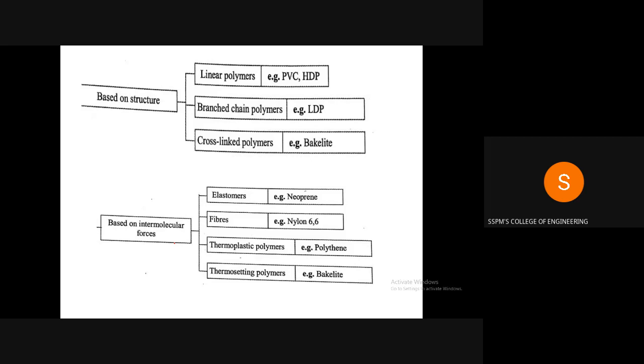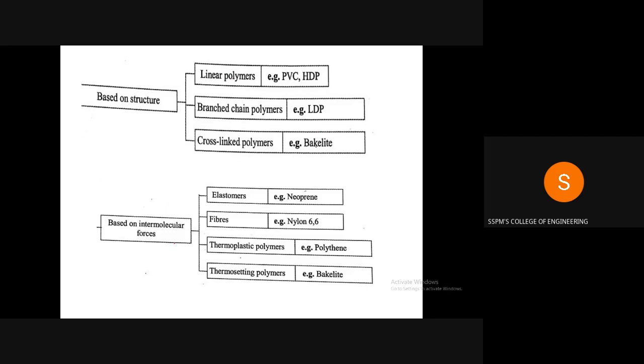Intermolecular force means the force between two different molecules. There are two forces, intramolecular and intermolecular. Intramolecular means within the molecule and intermolecular means between two different molecules. If there is a force of attraction within a single molecule, that is intramolecular, within the molecule. And intermolecular force means between two different molecules. So based on structure, it is linear polymer, branched chain and cross chain.